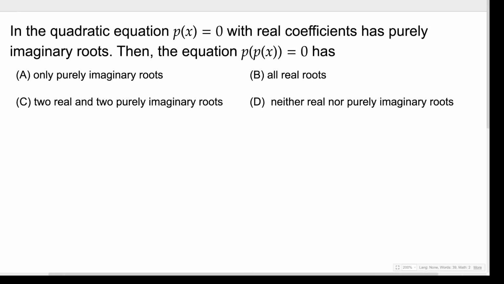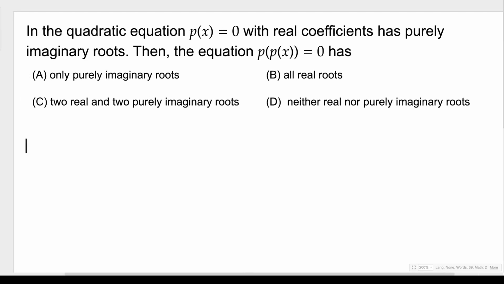So consider this problem statement. It states that in the quadratic equation p of x equal to 0, from this statement it is clear that this p of x function represents a quadratic function. When a quadratic function is equated to 0, it turns out to be a quadratic equation. So the coefficients are real, right?